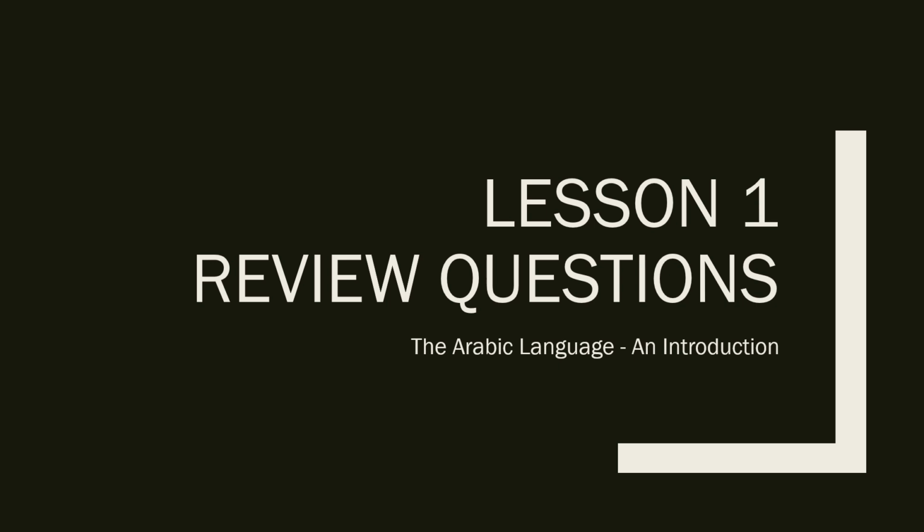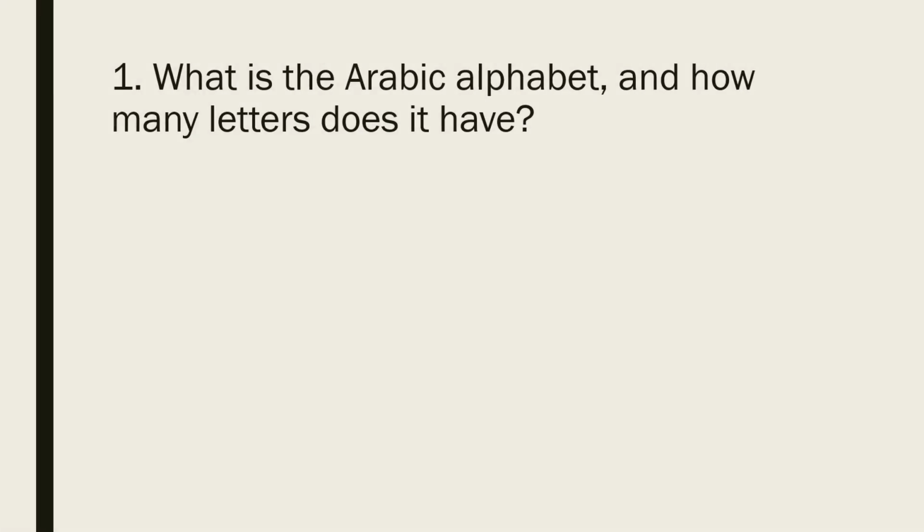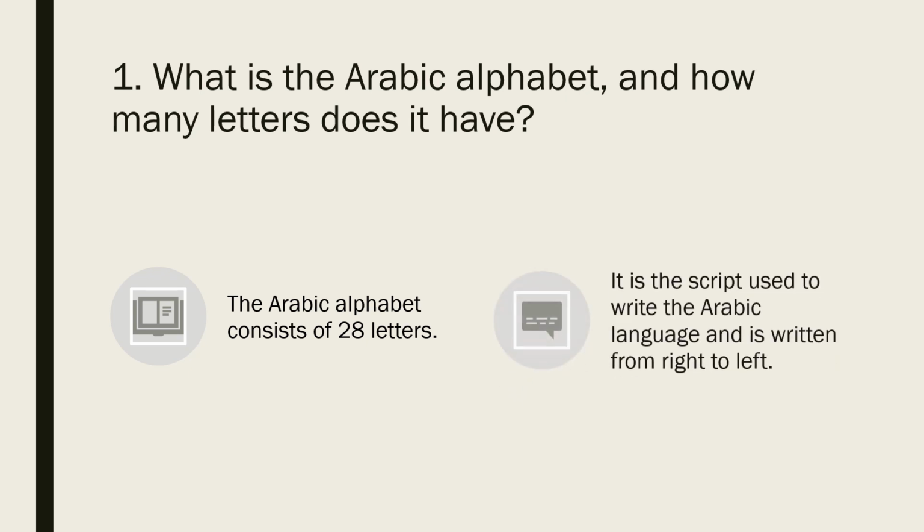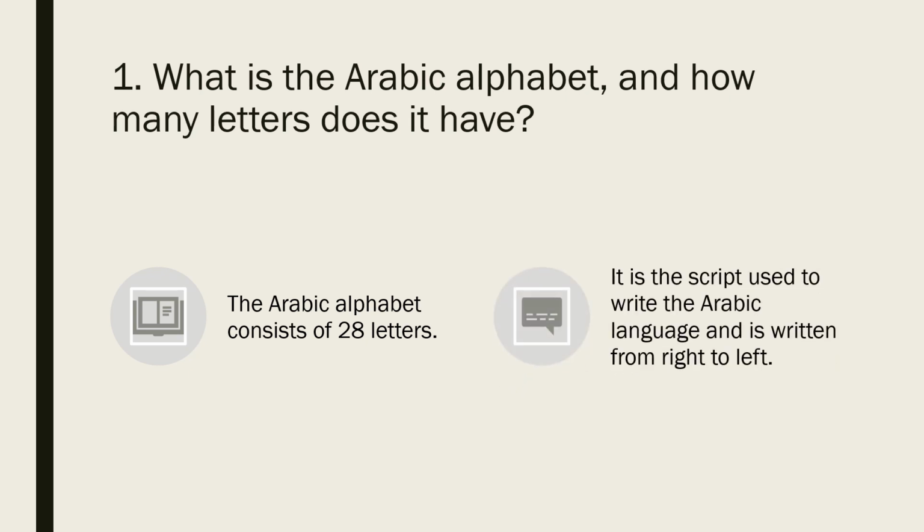Welcome to the review questions on Lesson 1 about the Arabic language and introduction. 1. What is the Arabic alphabet and how many letters does it have? The Arabic alphabet consists of 28 letters. It is the script used to write the Arabic language and is written from right to left.